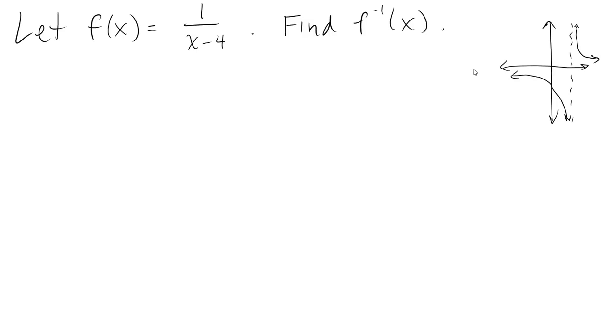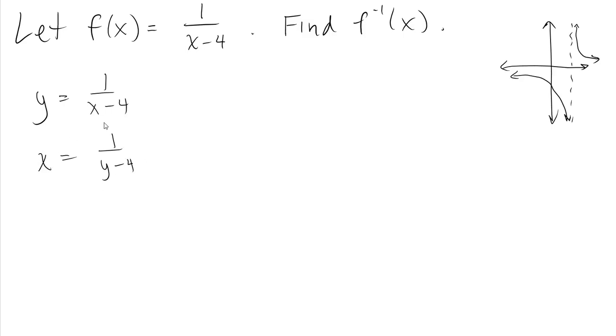You can see the horizontal asymptote is at y equals 0 because the degree of the numerator is smaller than the degree of the denominator. And this graph will pass the horizontal line test. This is a 1-to-1 function. Now I'm going to rewrite this as y equals 1 over x minus 4 and interchange the roles of x and y. So x equals 1 over y minus 4.